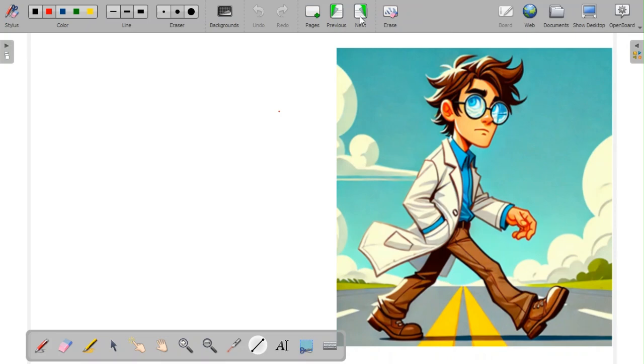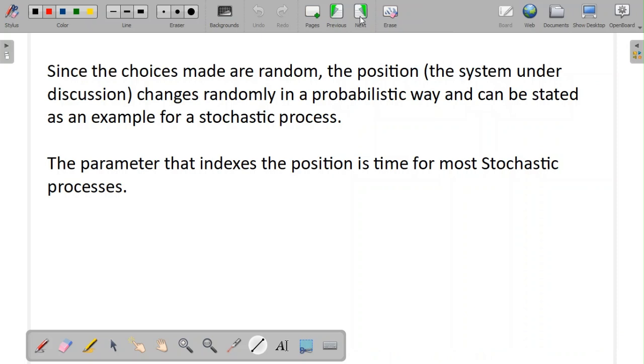So in this case, the position of the person, which changes as a function of time, can be considered as a random process. This is going to change based on the time taken. The parameter that indexes the position is time for most stochastic processes.